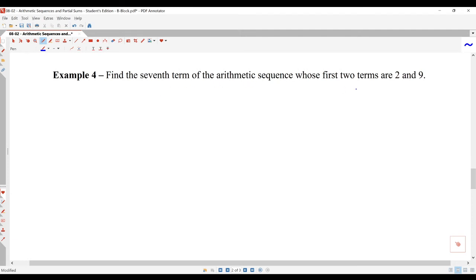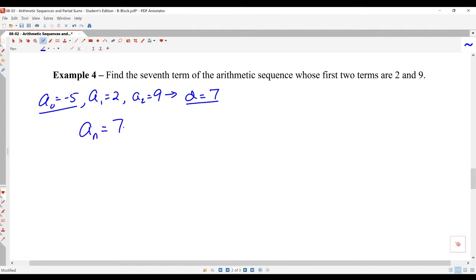Find the seventh term of the arithmetic sequence whose first two terms are 2 and 9. So a1 is 2 and a2 is 9. So my common difference right off is 7, which means a0 would be 7 less than that, or -5. And there we go. So my sequence is going to be dn plus -5. And we need the seventh term. So a7 would be 7 times 7 minus 5, which is 49 minus 5, or 44.